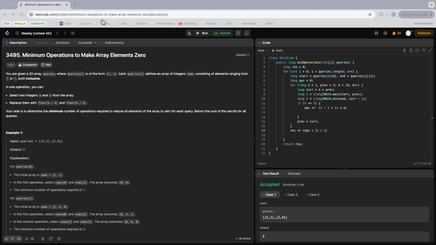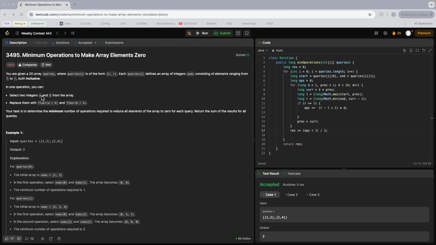It says you're given a 2D array queries where queries[i] is of the form [L, R], both inclusive. Each queries[i] defines an array of integers nums consisting of elements ranging from L to R, both inclusive. In one operation, you can select two integers A and B from the array. So suppose the query says it's 4 to 9, then you have to think of an array which starts from 4 and ends at 9. So 4, 5, 6, 7, 8, 9.